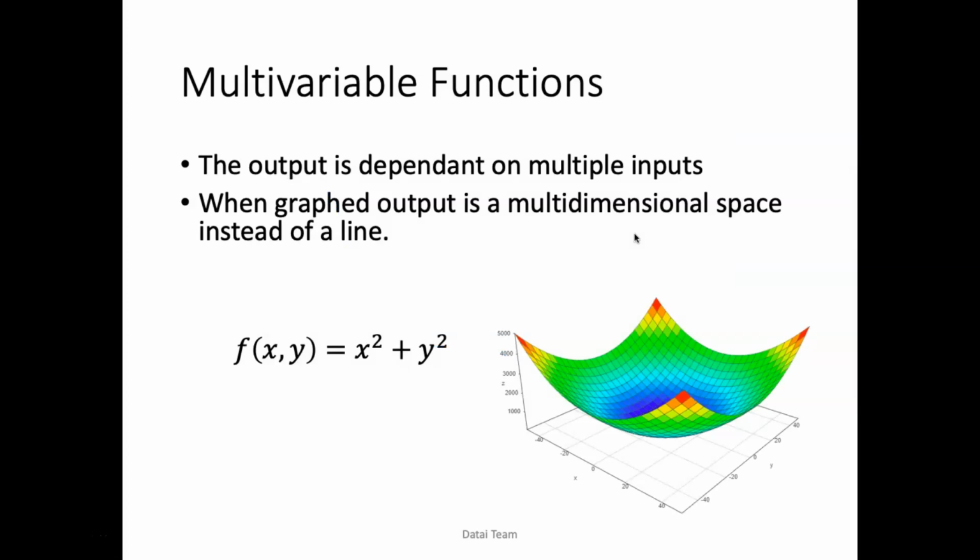Now let's continue with multivariable functions. Functions can have multiple inputs, not just one. For example, z may be equal to a function of x and y. For example, here we have the graph for the function f of x is equal to x squared plus y squared. The output is dependent on multiple inputs, and when graphed, we get a multidimensional space. We have the x-axis, y-axis, and the z-axis that's a result of them.